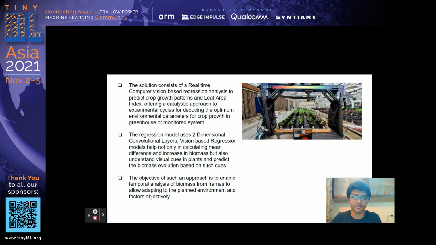The objective of such an approach is to enable temporal analysis of biomass from frames and allow adapting to the plant environment and factors objectively.